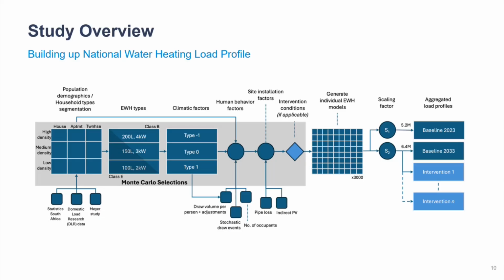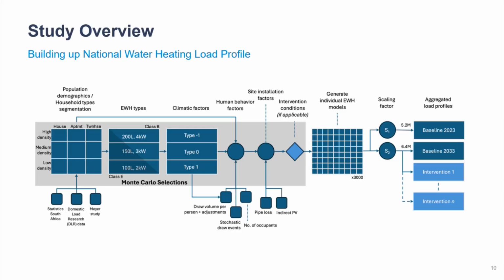Then site installation factors. Pipe losses are a big factor that could reduce some energy, particularly from a consumer perspective. Then we looked at indirect PV. We couldn't ignore the idea that, because of load shedding, many households had moved towards energy security and ultimately installed their own systems at home. So we recognized that that was probably a factor to consider. I'm going to move past the interventions because we're not talking about that just yet.